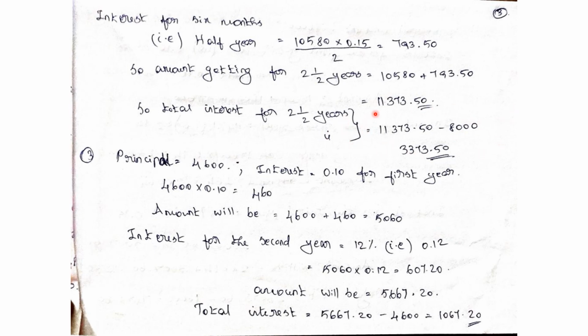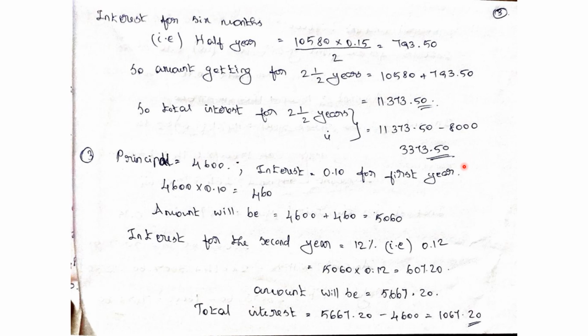Now we need to find out the total interest. Total interest is nothing but the answer we are getting now minus the initial principal amount. So 11,373.50 minus 8,000, that is the interest, 3,373.50.